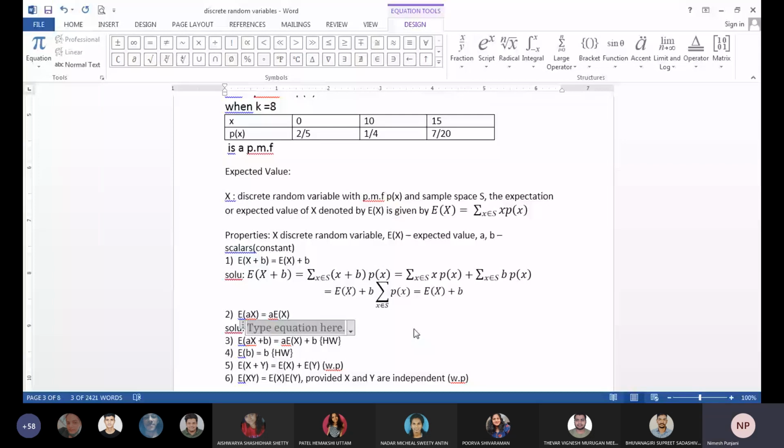Second property, expected value of ax is a times expected value of x, where a is a constant. It's a scalar basically. What is the difference between constant and scalar? Scalar is also a constant. Scalar is the physical quantity which has only magnitude, and constant is the same. Why do we use the word scalar? Because it can be a real number or an imaginary number. When we say constant, it is generally assumed to be a real number. It is not necessary, but it is assumed. For this reason sometimes we use the word scalar.